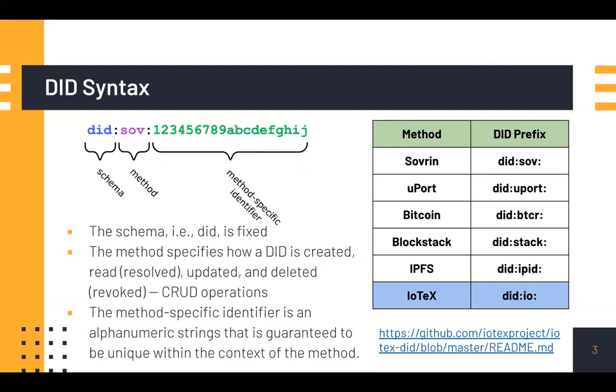Many blockchain projects provide a DID method, which is also registered on the W3C website. From this table, I list a few of them. IoTeX is also one of them. It starts with did:io:. So you can check our GitHub website to see how the different methods are being defined.